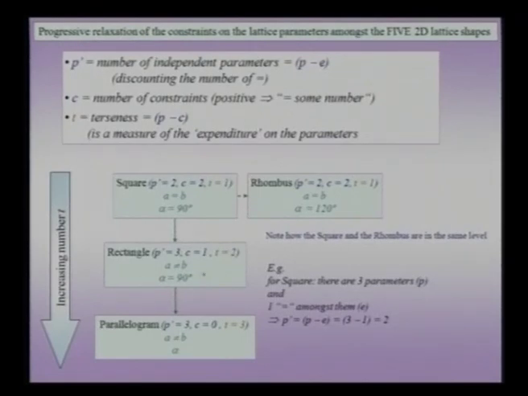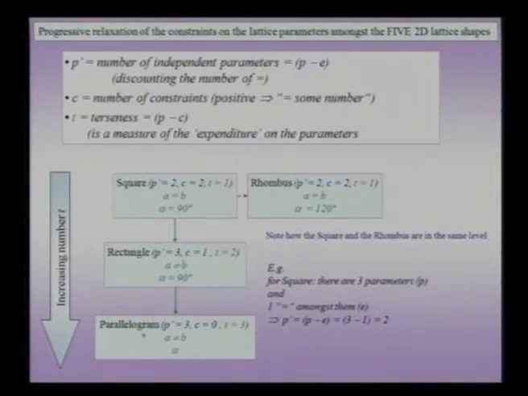Now if you look at the rectangle lattice, there are 3 variables, and the constraint posed on these variables is that a is not equal to b, which means it still remains general, while the alpha angle has been constrained to be 90 degrees. Therefore 3 minus 1 is 2, and the terseness value is 2. That means we have more expenditure on the parameters in this case of a rectangle as compared to the square, and therefore it comes down as compared to the square or the rhombus in terms of the lattice parameter expenditure.